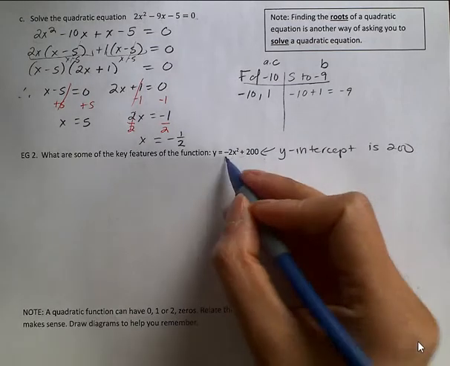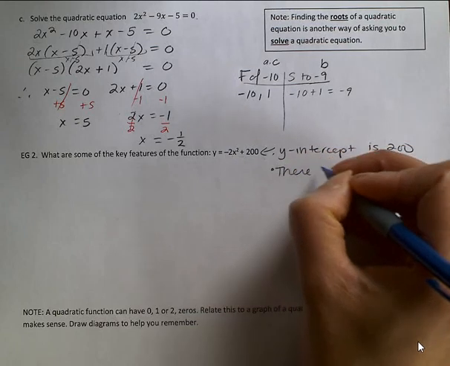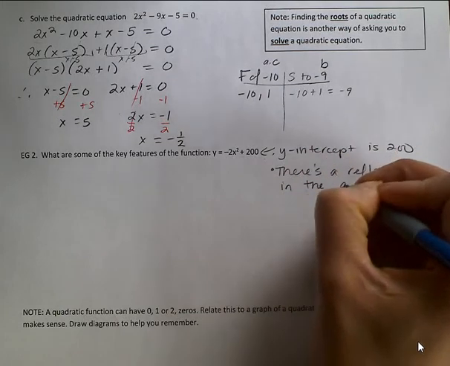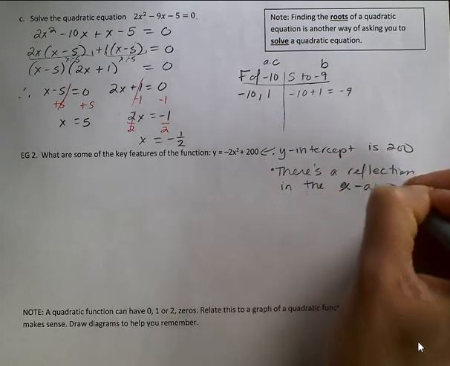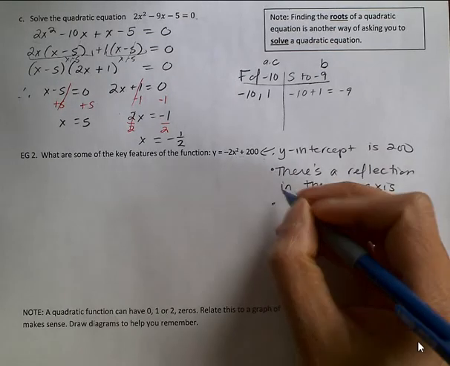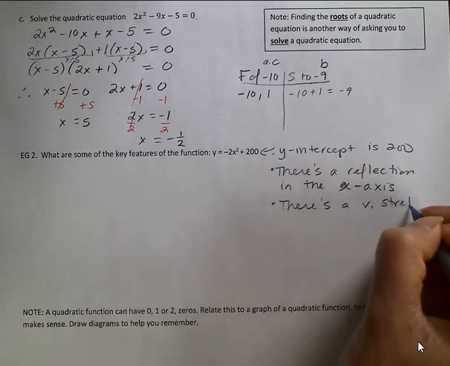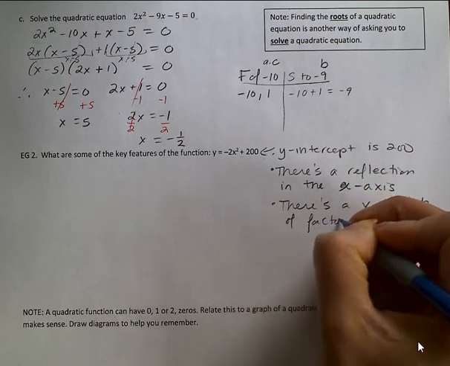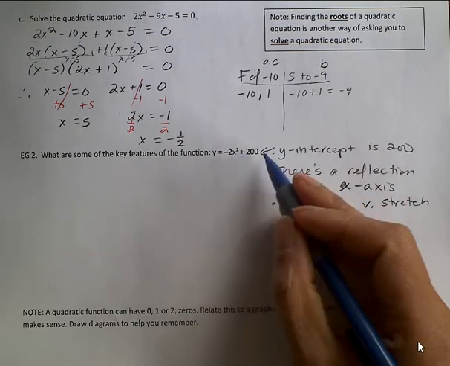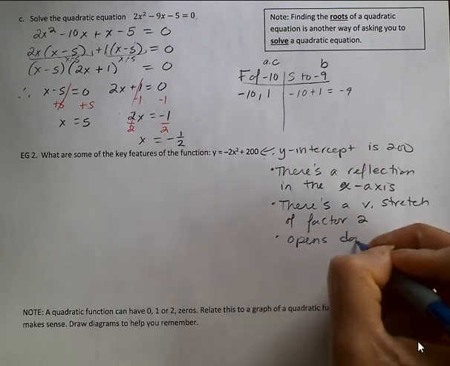My a value is negative, so because a is negative, I know that there is a reflection in the x-axis. The magnitude of a is 2, so that tells me there's a vertical stretch of factor 2. Because a is negative, I know that if I was to graph this, I would get a parabola that opens down and has a maximum value.